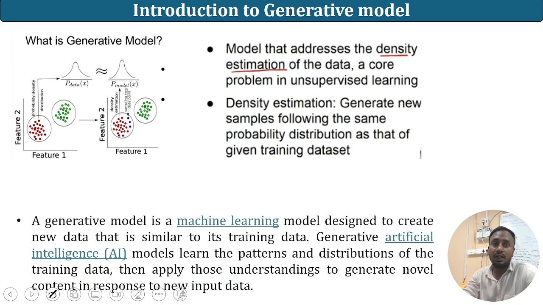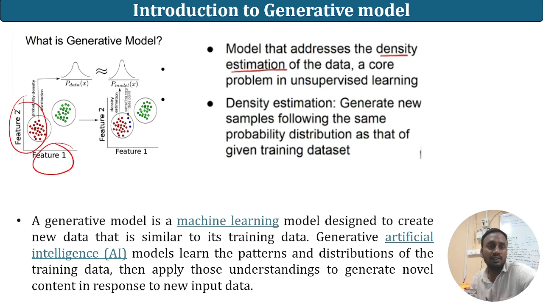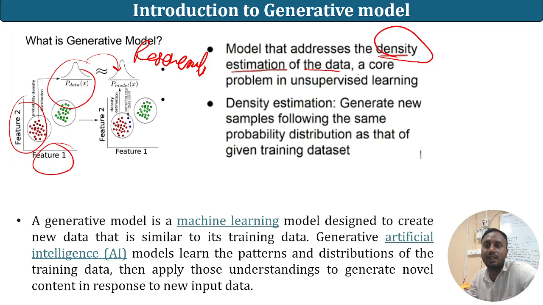So now, what is the generative model? Let's say one feature is there, and a second feature is there. We know the pattern, and now we are going to regenerate the data by mapping their distributions with a parametric model that addresses density estimation of the data, a core problem in unsupervised machine learning. Density estimation means generating new samples following the same probability distribution as that of the training data set.